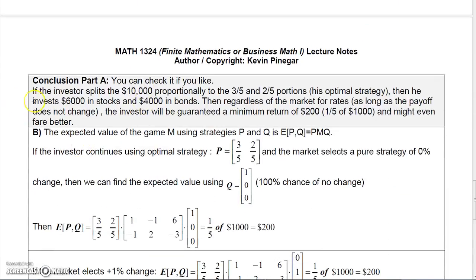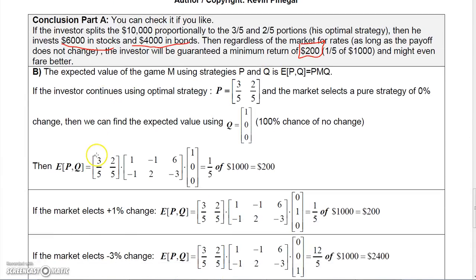Now, the conclusion is that if the investor will split the $10,000 at 60% and 40% proportions, then he will invest $6,000 in stocks and $4,000 in bonds. Then, regardless of the market rates, as long as the payoff does not change, the investor will be guaranteed a minimum of 1/5 of $1,000, which is $200, and he might even fare better.